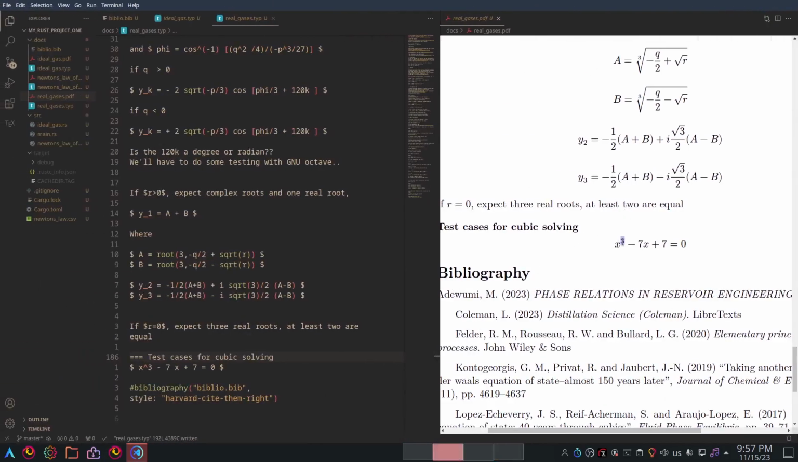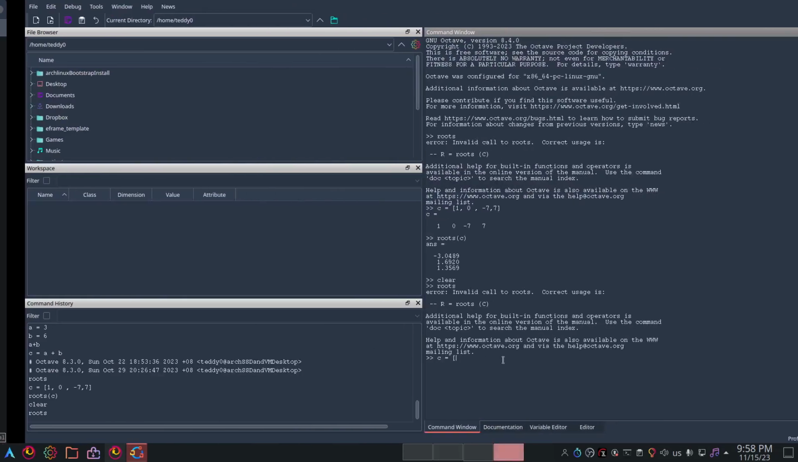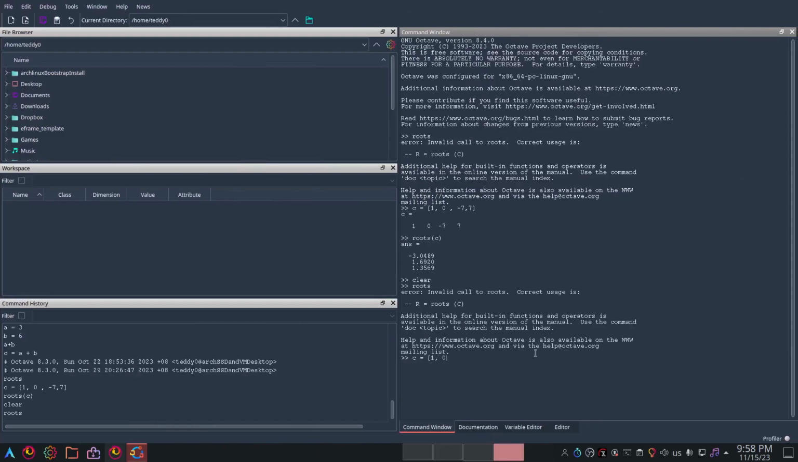Okay, the first coefficient, the coefficient of x cubed, is 1. The second coefficient, of x squared, is 0. Coefficient of x is -7. Coefficient of x to the power of 0 is just 7. So we have a C term here which describes all the coefficients in our polynomial.